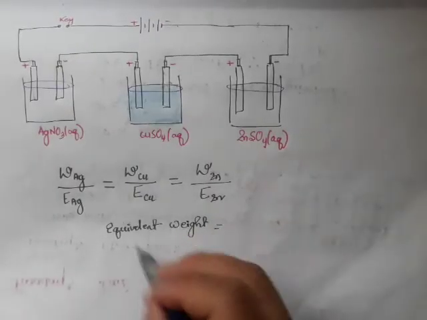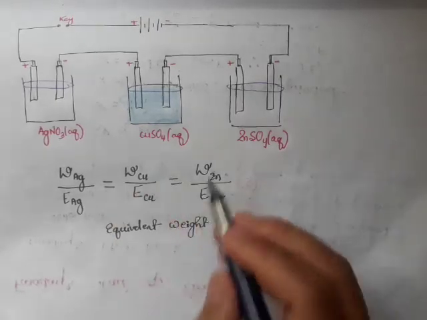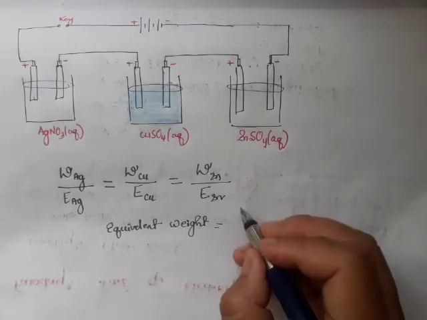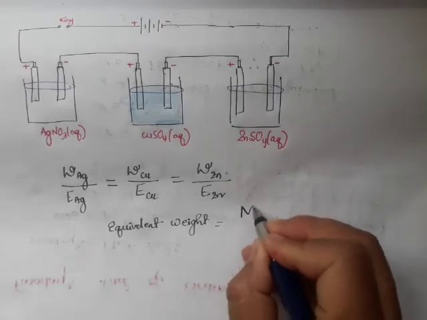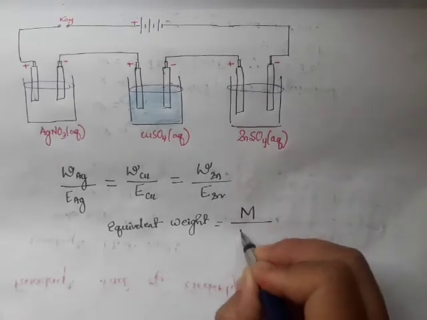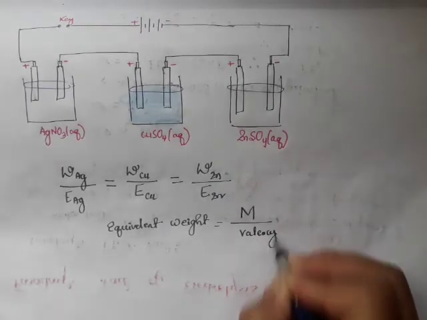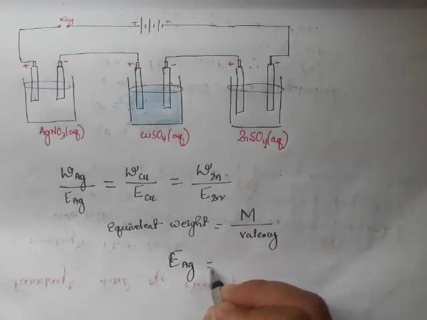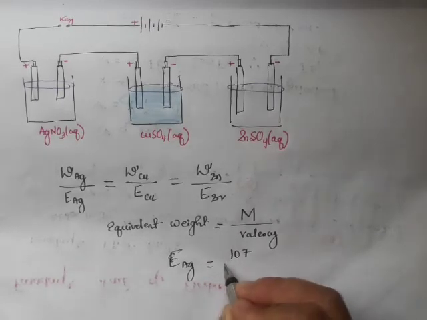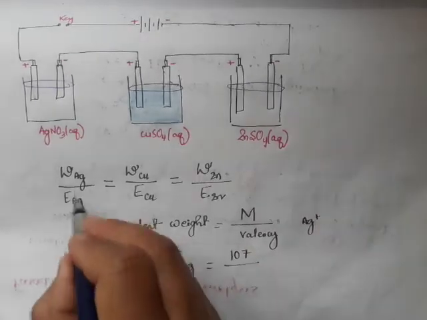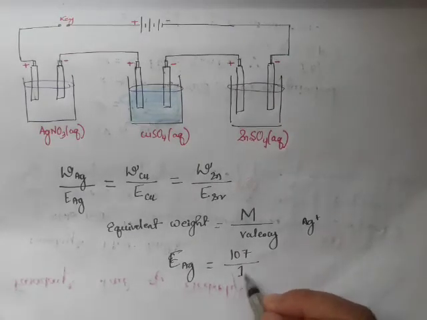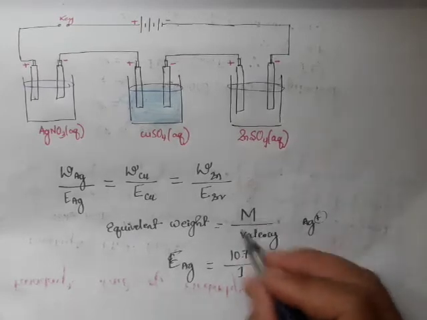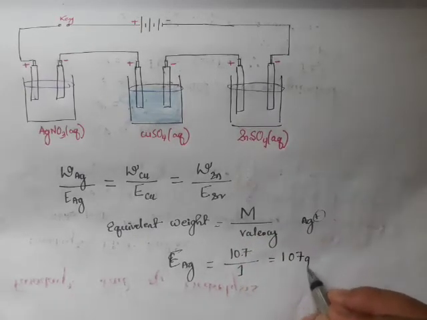Now the next question is how to find the equivalent weight of metals. It's very easy; there are different ways to calculate it. One way I am telling you is molar mass divided by valency. Let us suppose the equivalent weight of silver. The molar mass of silver is 107 point something, and silver in this case has one positive charge, so the valency is 1. So the equivalent weight of silver is equal to its molar mass, which is 107 gram per mole.